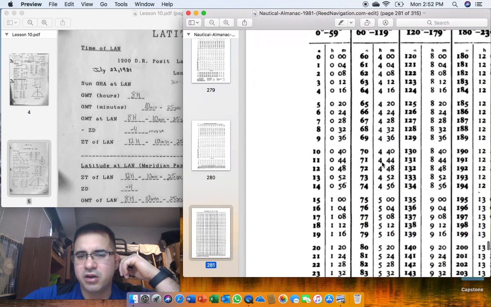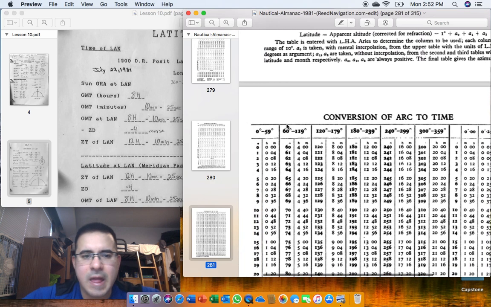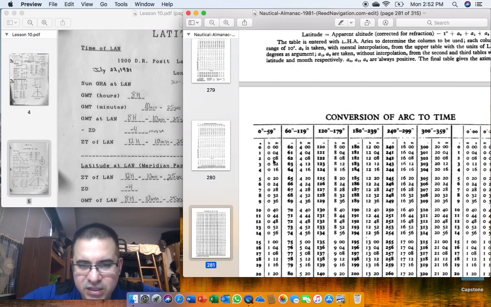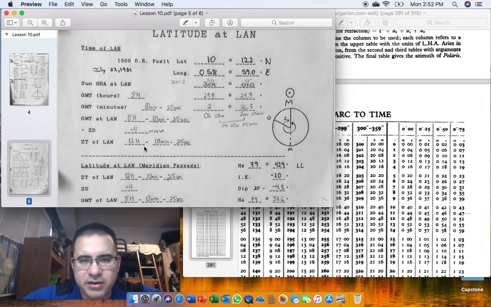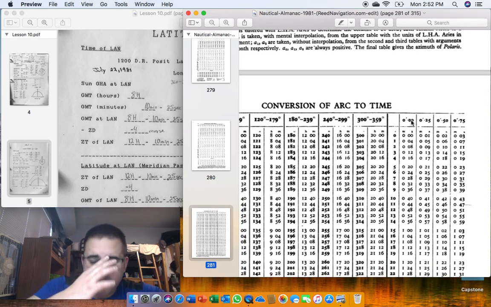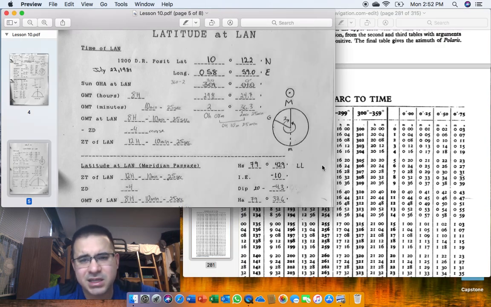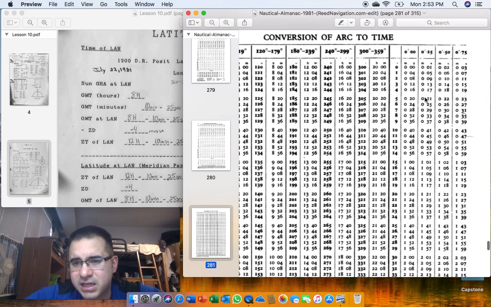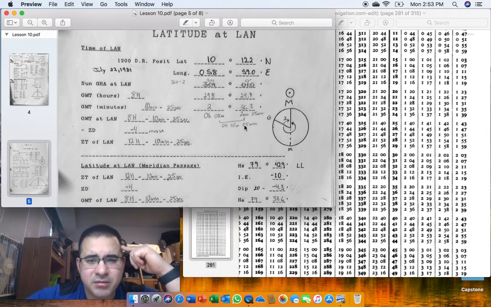So you have to go to the conversion of arc to time. Here we have degrees, here we have minutes. We ended up having 2 degrees, so go to the 2 degrees: 0 hours 8 minutes. And then 36.3. We have 0.3, so it's going to be closer to this 0.25. If you're in the middle, I think you have to interpolate, but don't quote me on that. So we go to 36.3, the second column right here, 36, so 2 25. Add them both together: 10 minutes 25. 8 hours 10 minutes 25.